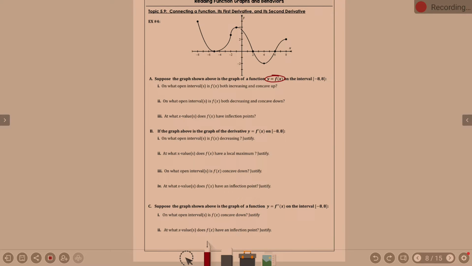Thoughts? -5 to -2. Okay. Increasing and concave up. And as I do this, I'll erase these pieces probably. But yeah, -5 to -2. We can write this as -5 less than x less than -2, or you can write it in interval notation. Either or. Any place else it's increasing and concave up? 4 to 6. 4 less than x less than 6.